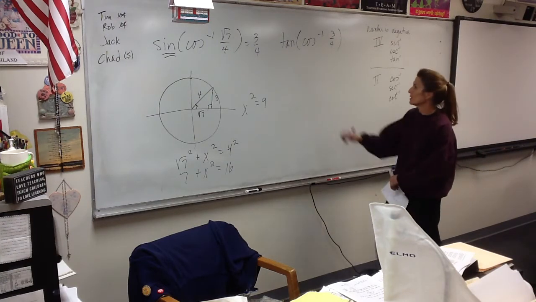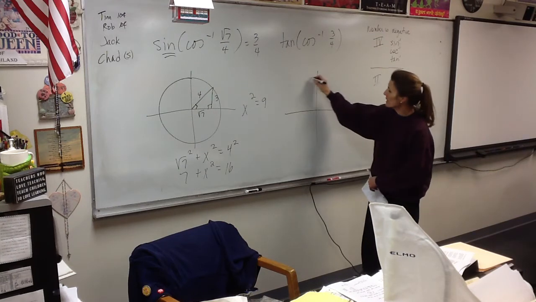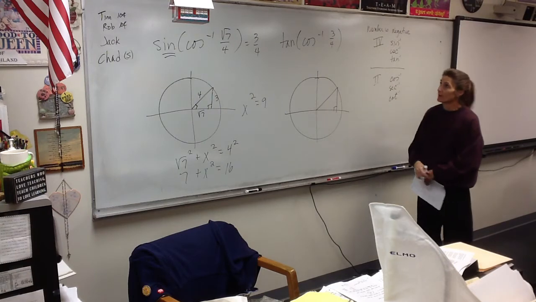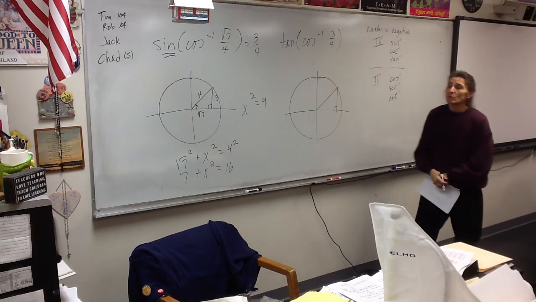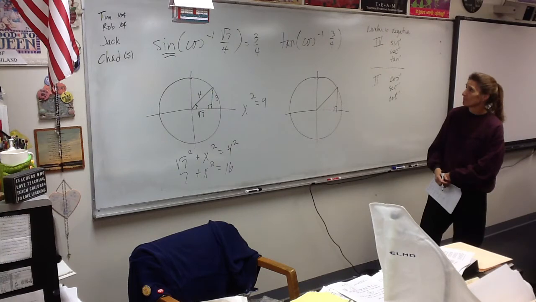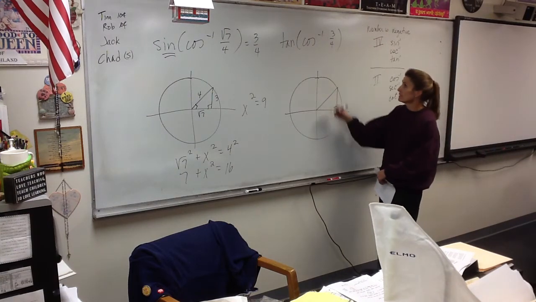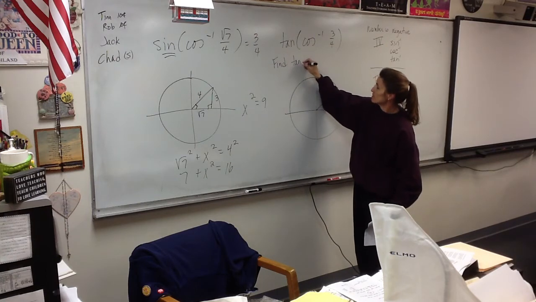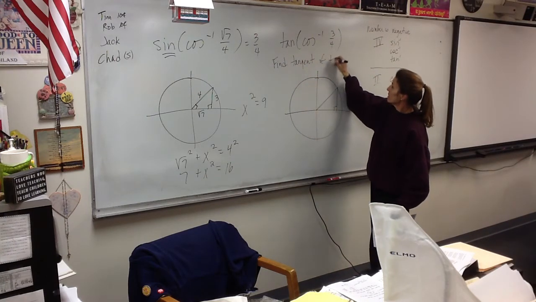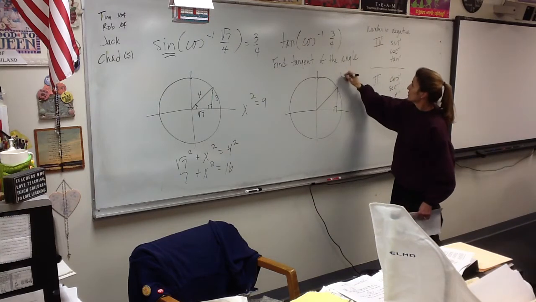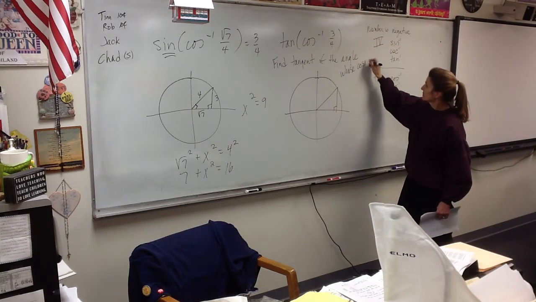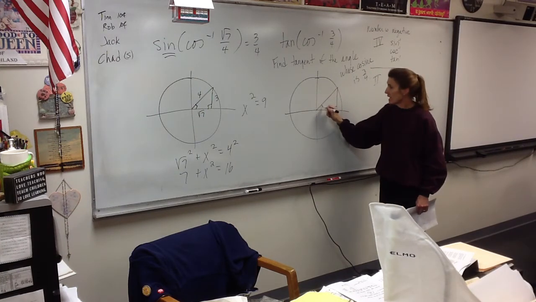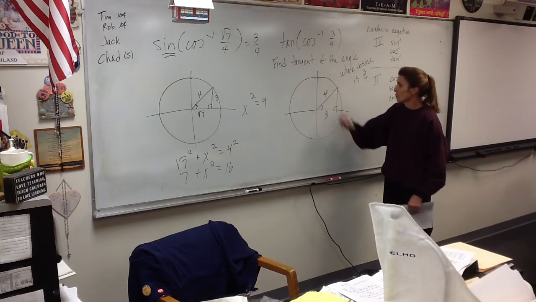Last one, here we go. Once again, we have a nice positive number, so we're going to be looking in quadrant 1. Find the tangent of the angle whose cosine is 3/4. So this angle has a cosine of 3/4, adjacent over hypotenuse.